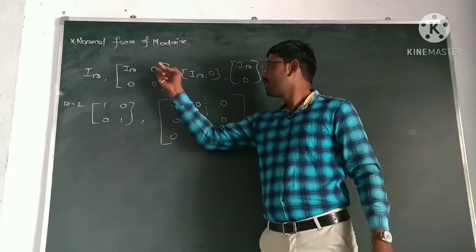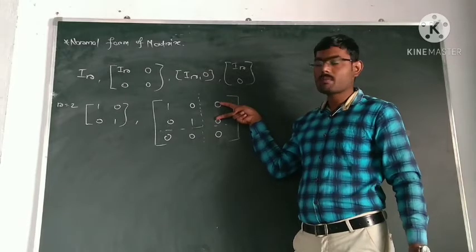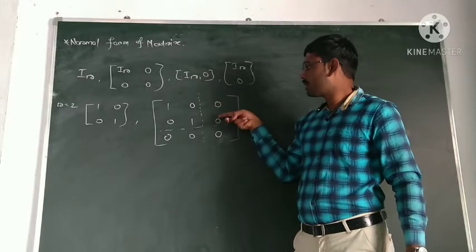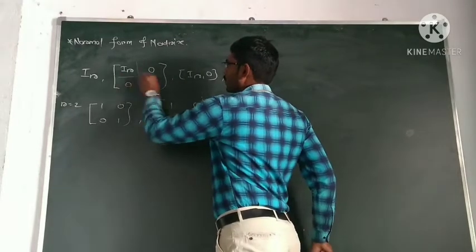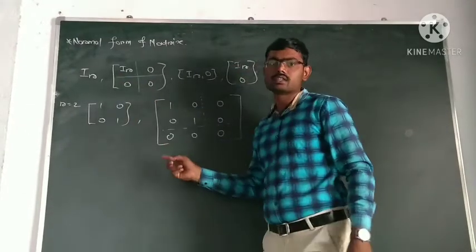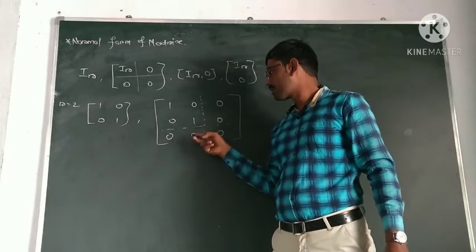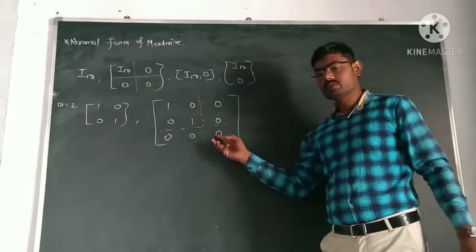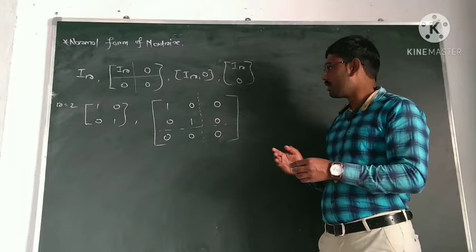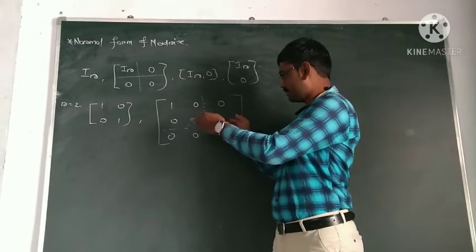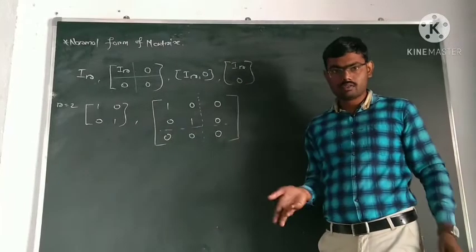So this zero is a submatrix of order 2 by 1, 2 rows, 1 column. This zero was not a single zero. This zero was a matrix of order 1 by 2, 1 row, 2 columns. And this single zero was a single zero. If there is some 3 by 3 matrix, and we can put the matrix in this form, then the matrix is said to be in normal form.